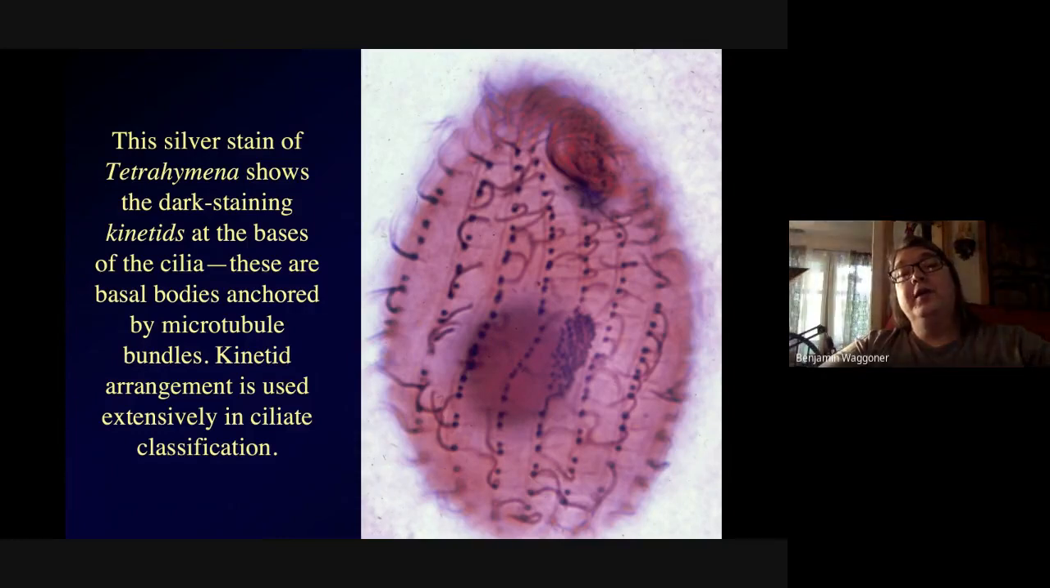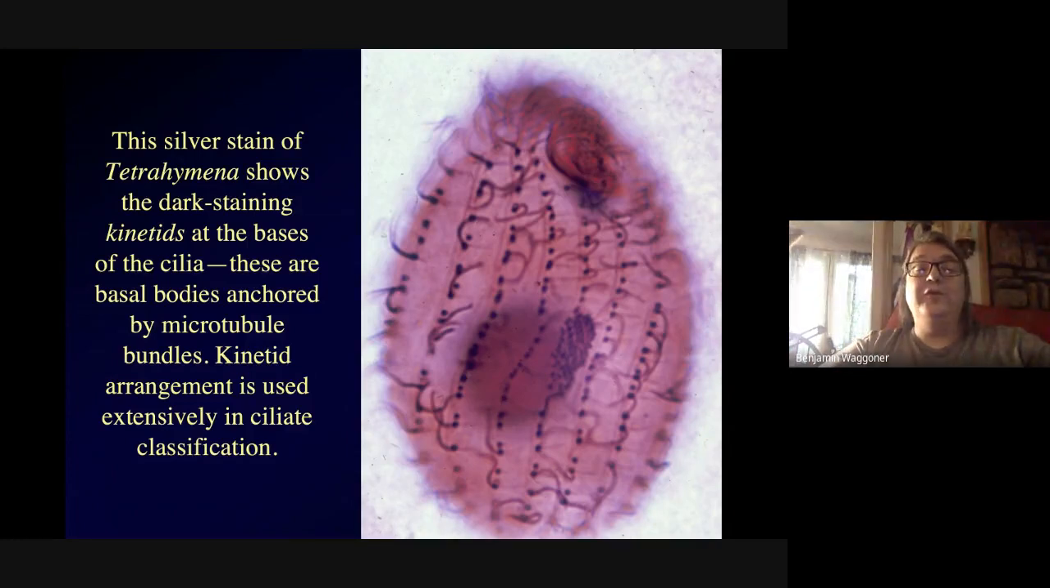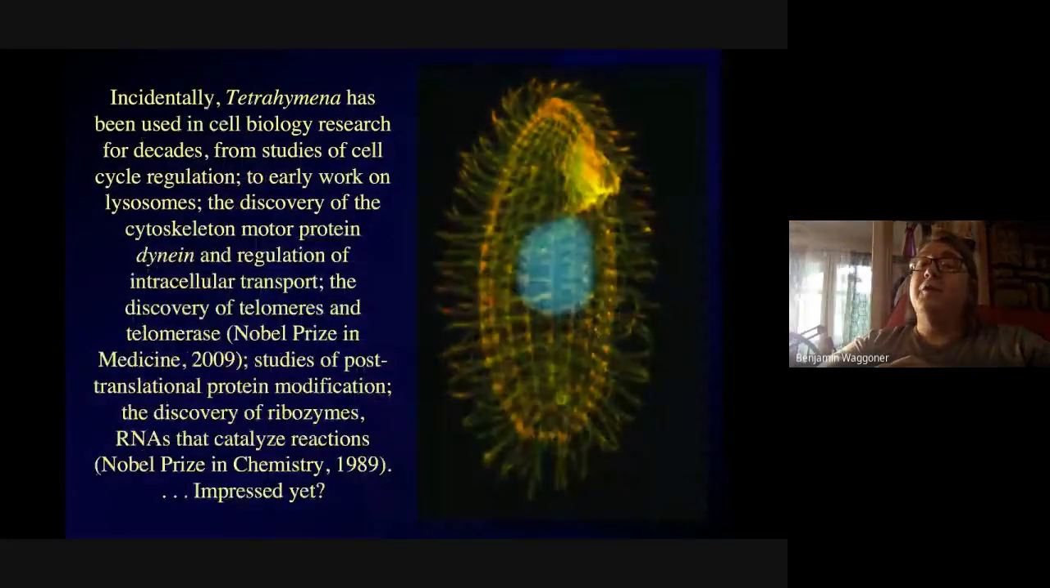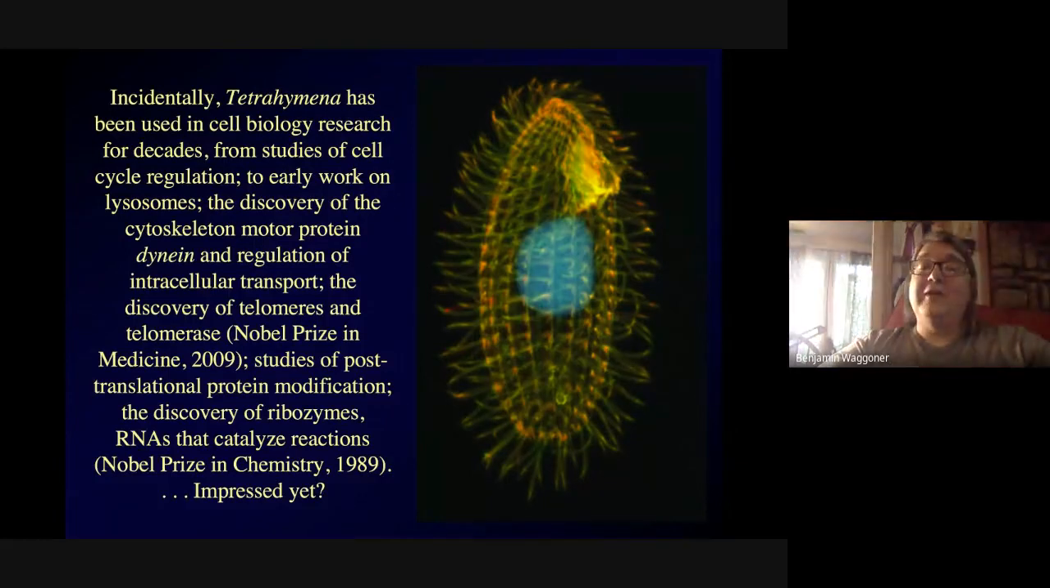And if you want to study ciliates seriously, you have to learn silver staining because the arrangement of these kinetids is used in ciliate identification and classification. And if you're wondering, why should I have to learn trivial stuff like this? Tetrahymena, or at least people that worked with Tetrahymena, has won 2 Nobel Prizes so far.